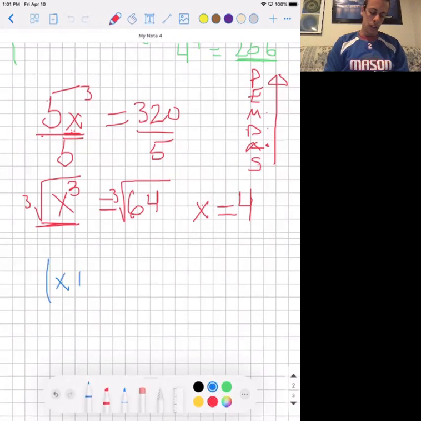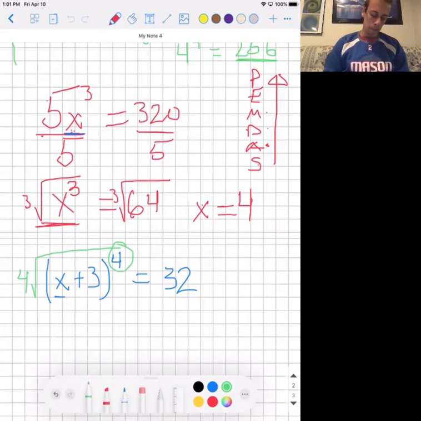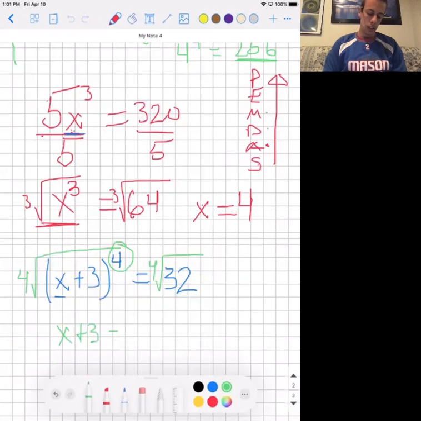Let's look at x plus 3, and all of that to the 4th power, and we'll set that equal to 32. Just like before, we want to get x by itself, so we're going to work from the outside in. The outermost thing is this 4th power, so to undo that, let's take the 4th root. Just like above, to undo the 3rd power, we took the cube root. We take the 4th root of both sides, because what you do to one side of the equation, you have to do to the other. So we end up with x plus 3 equals, and the 4th root of 32 is both positive and negative 2.